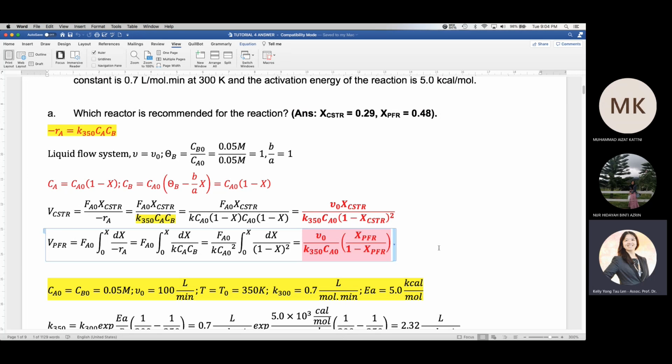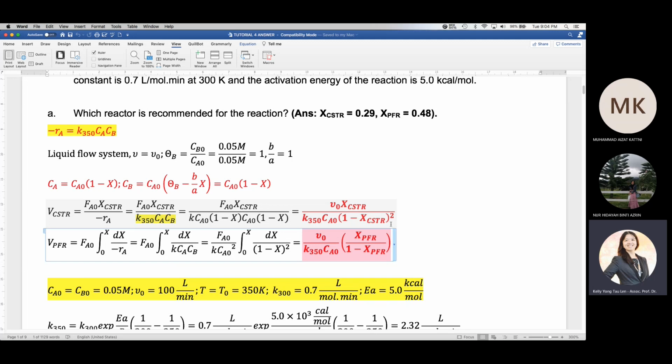Sebab tu saya kata, kita kena tengok betul-betul reaktor yang mana. Sebab kamu boleh perasan sini, even though I have same rate law, same phase, tapi reaktor yang berlainan, equation dia pun akan menjadi dua equation yang sangat berlainan. So make sure also you must check that part. So now that I have all the equation, kamu dah tahu equation.